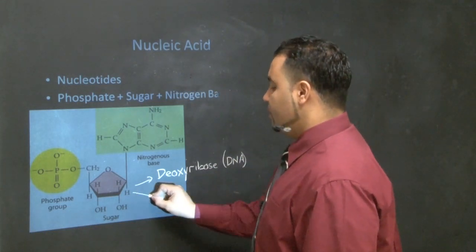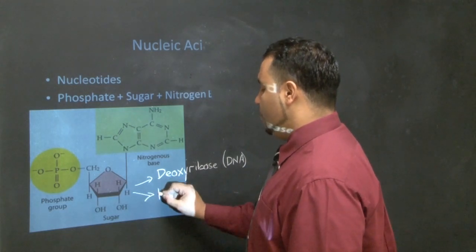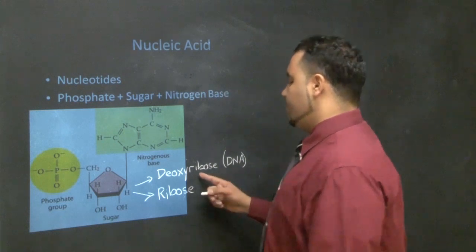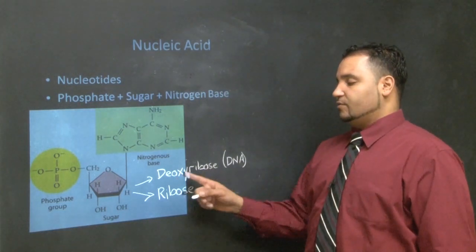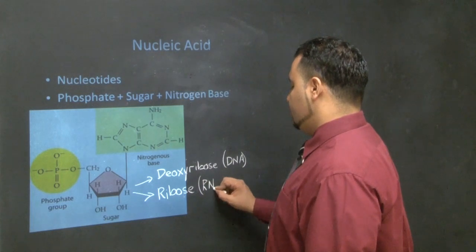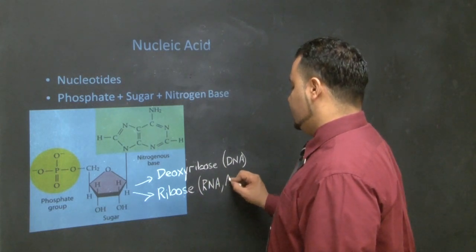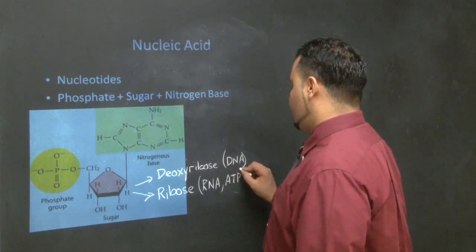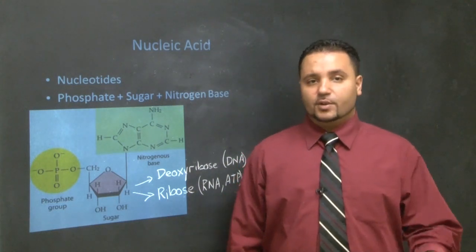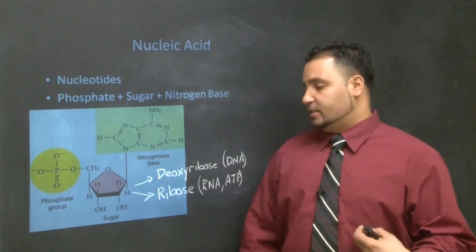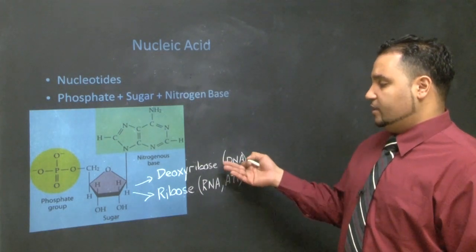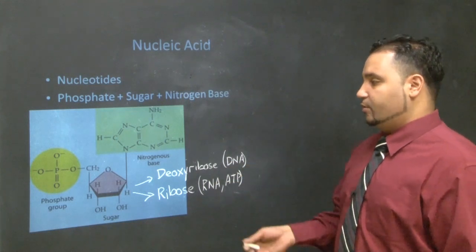And then there's the other one, ribose. All the difference is that deoxyribose is a ribose that's missing oxygen. So RNA is used with ribose, but also ATP. We're going to talk about ATP in a little more detail when we start going over cellular respiration and photosynthesis. But right now, just keep in mind there's two sugars, deoxyribose and ribose, found in our nucleotides.